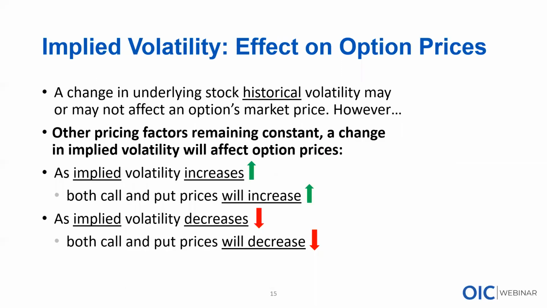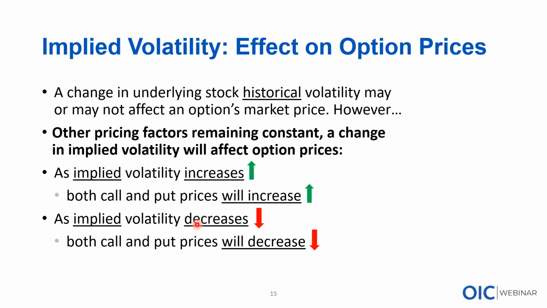Now, it goes without saying that as implied volatility increases, moving forward, the expected range of stock prices would increase, and that would drive both call and put prices higher. As implied volatility decreases, then the expected potential future range of stock prices, top to bottom, would shrink.